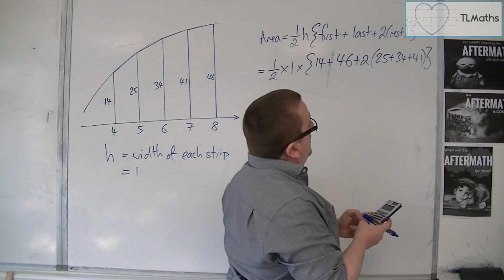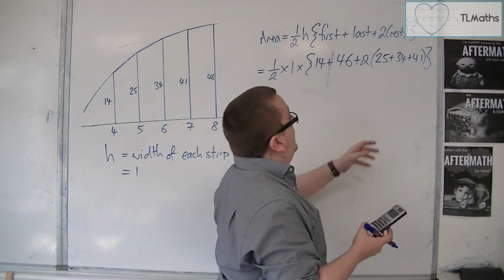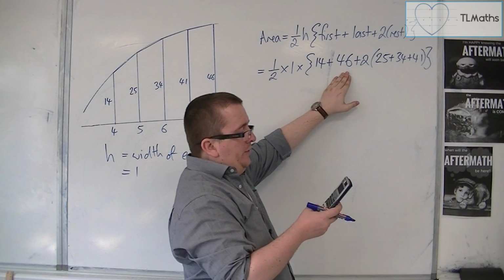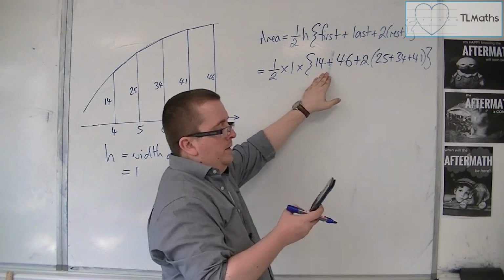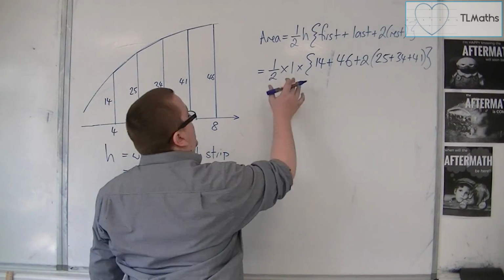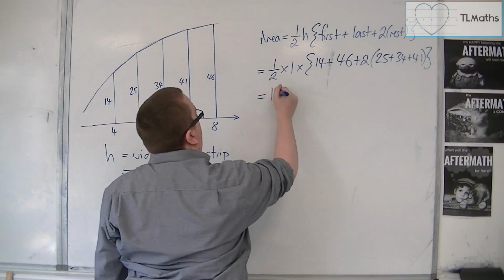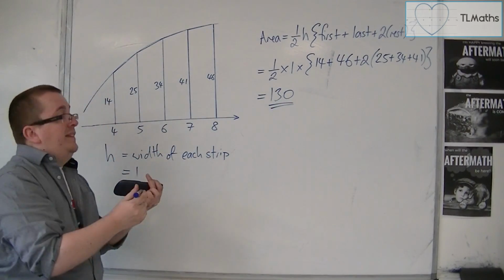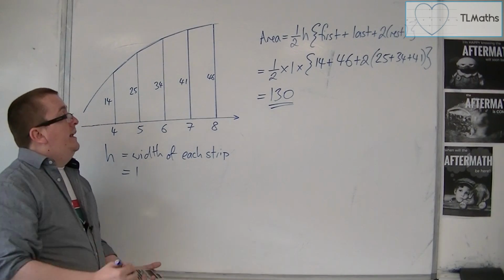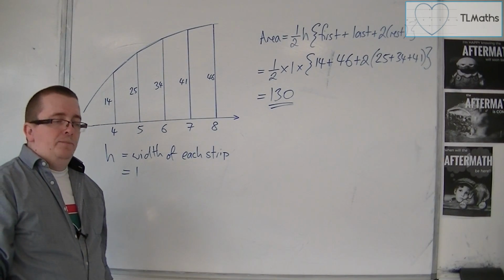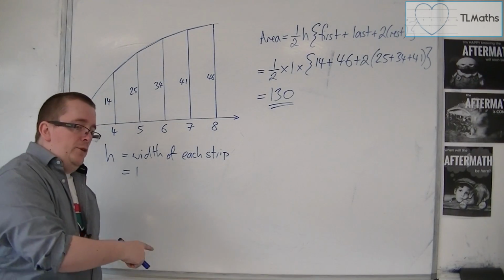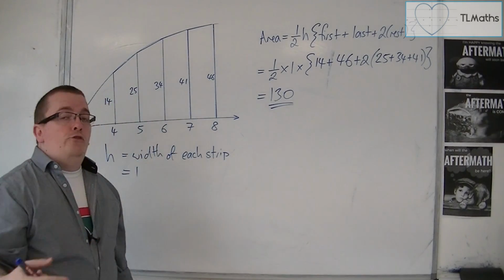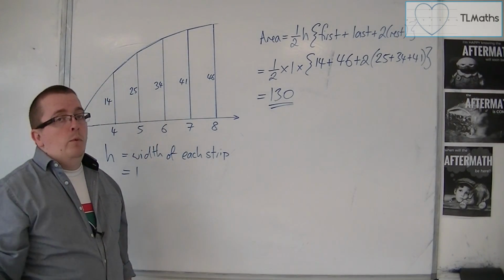So 25 plus 34 plus 41 gets us 100. Double it, then add 46, then add 14, and that's 260. So half of 260 is 130. So the estimate for the area underneath that curve is 130, and clearly that will be an underestimate in this case. And so in the next video, and the coming videos, you will see how this question differs from a Core 2 question when we're working in Core 4.